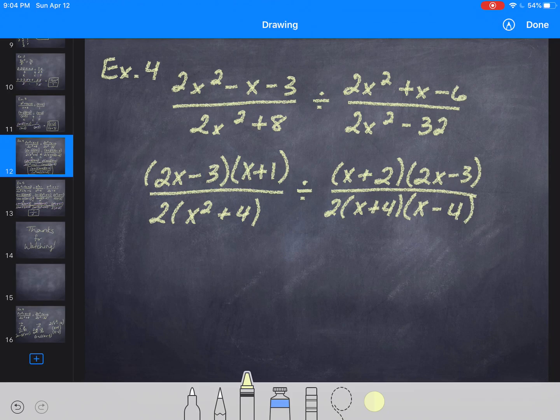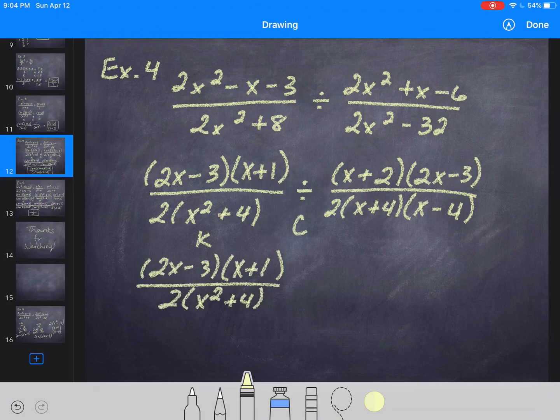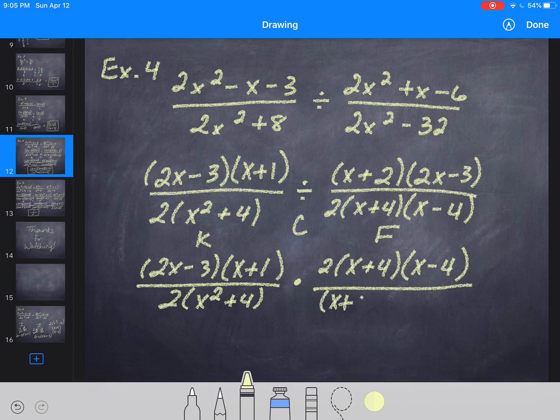Now I'm at my third step where I will take the reciprocal. I'm going to keep my first fraction exactly the way it looks. Now I'm going to change my division into a multiplication sign, and I'm going to flip the fraction that is located directly behind the division symbol. So I end up with 2 parentheses x plus 4, parentheses x minus 4, close parentheses, all divided by x plus 2, 2x minus 3.